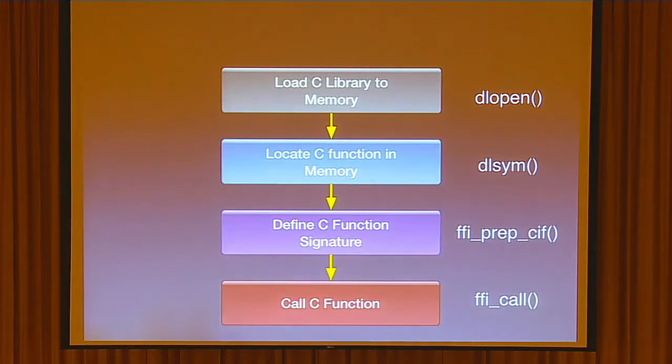So in summary, you can load a library with dlopen, locate a function with dlsym, define the signature with prep_cif, and call the function with ffi_call. But it's too hard to do in C.